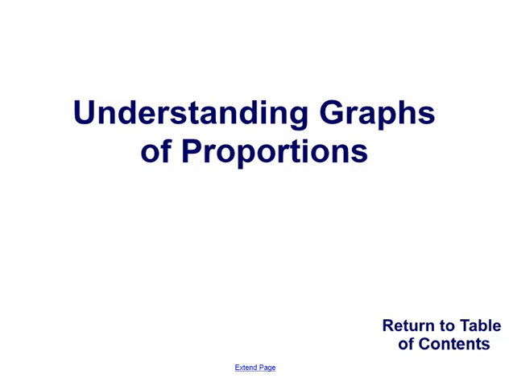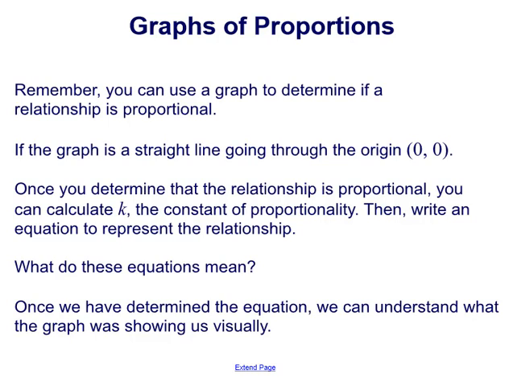Understanding graphs of proportions. Remember, you can use a graph to determine if a relationship is proportional. If the graph is a straight line going through the origin, (0, 0), then it is proportional. Once you determine that the relationship is proportional, you can calculate k, the constant of proportionality. Then you can write an equation to represent the relationship.